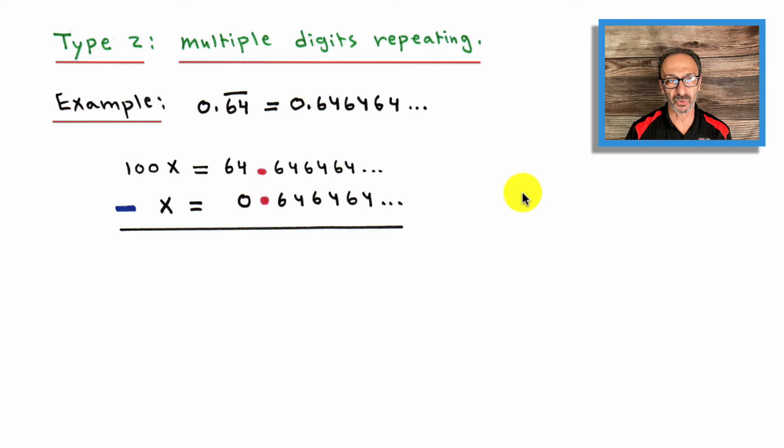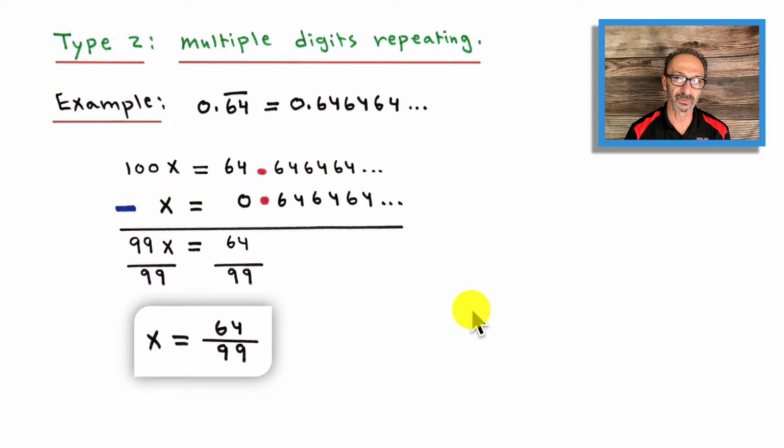Let's subtract these two equations. Left hand side becomes 100x minus x, which is 99x. Right hand side, 64 minus 0 is 64, and all these ones will cancel. Divide both sides by 99 and that will do it. So the answer is 64 over 99.